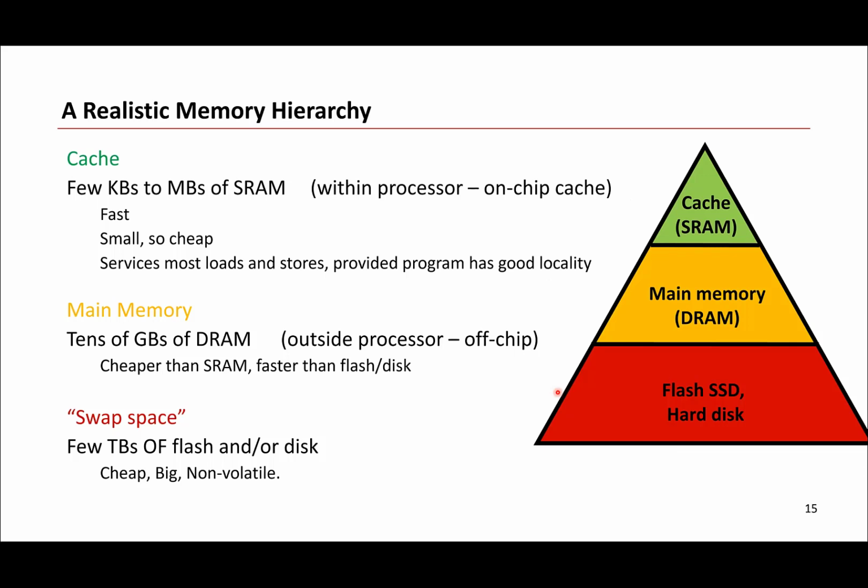So this is a realistic memory hierarchy now. We also have caches, which is used within the processor, and this is on chip. The main memory is off chip because it's outside your main processor. It sits in a different chip. And your swap space, again, it's your hard disk, and it's used to store any data that spills over from memory.